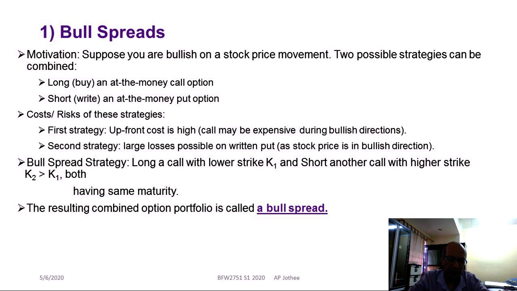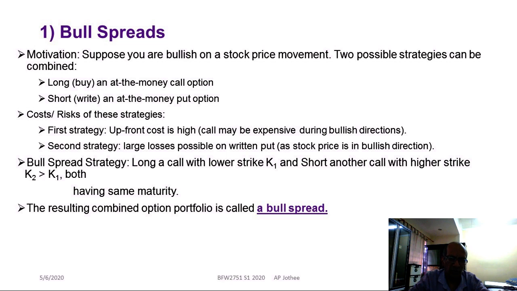First, the upfront cost is high because the calls may be very expensive during the bullish direction. And when you write the put option, there won't be much premium for you because the direction is bullish. Nobody is going to buy a put option, and if they do, they will buy at a very cheap premium. Second, large losses are possible on the short put if the stock price moves in a bearish direction.